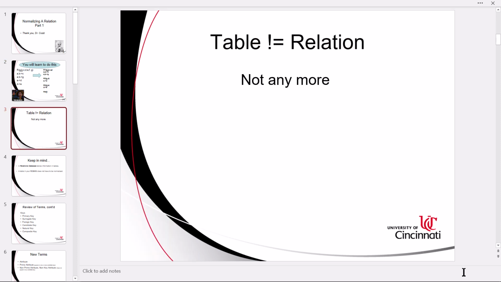Remember when we used to think that a table was the same as a relation? We generalized those two terms. We're not doing that anymore. We're going to differentiate between the two. A relation will be something created in the logical design step of the database, and a table will be the entity that you see in SSMS when you open up SQL Server.